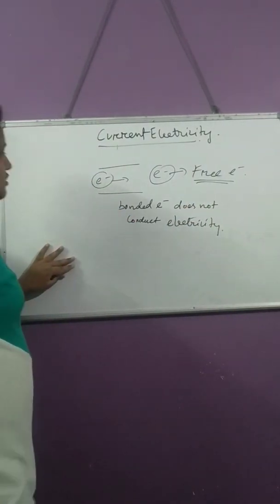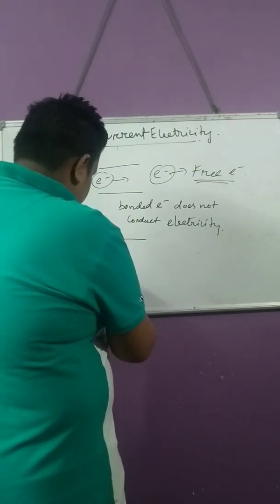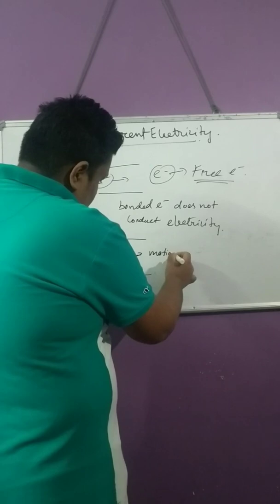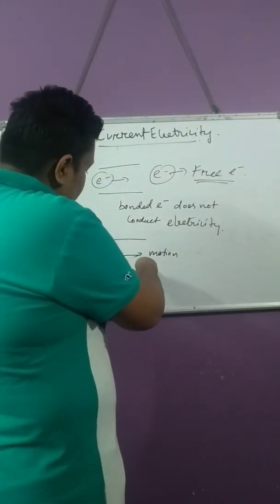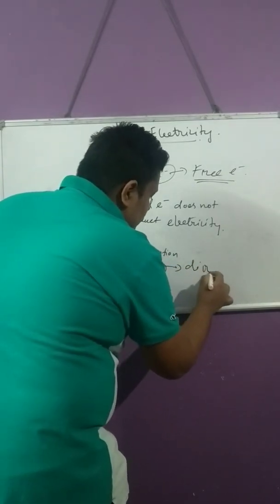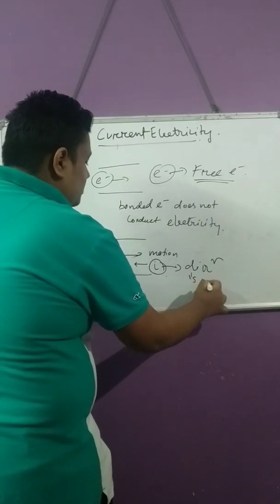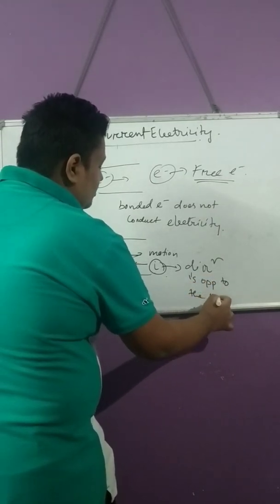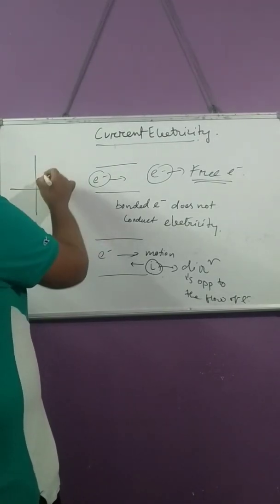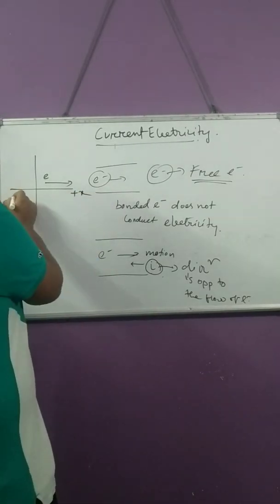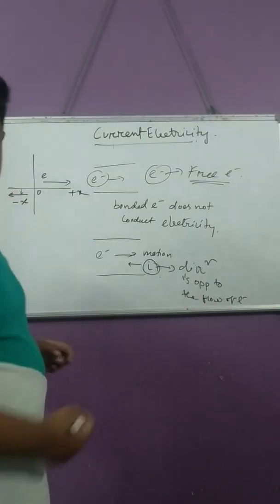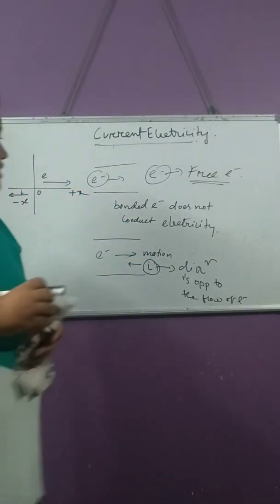So the electrons which are free will move. Let us suppose this is a conductor and electrons are flowing this way. Let this be the motion of electrons. Then we take the direction of current to be opposite of that. Current will flow in this way. Means direction of current is opposite to the flow of electrons. If in a coordinate system electrons are flowing towards plus x-axis, then current will flow towards minus x-axis. Just opposite. Simple. So this is the basic definition of current.